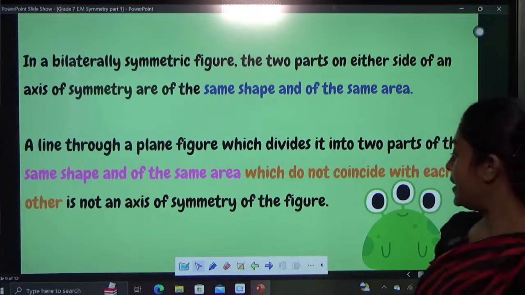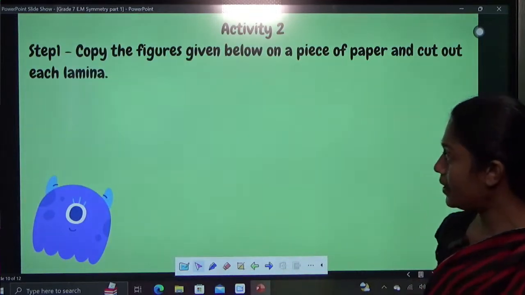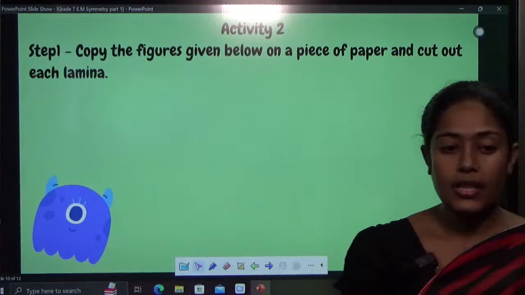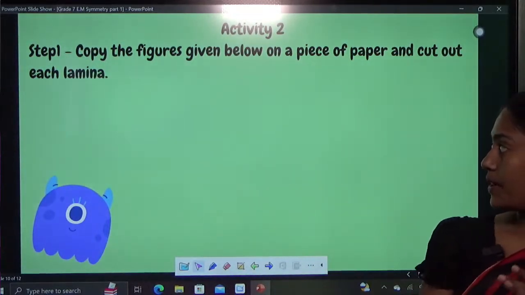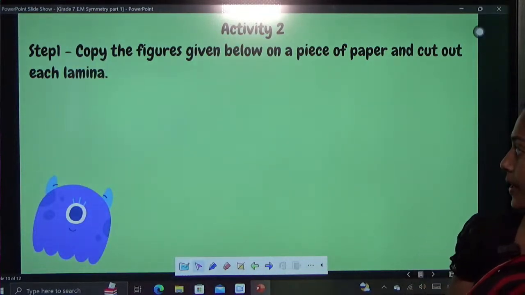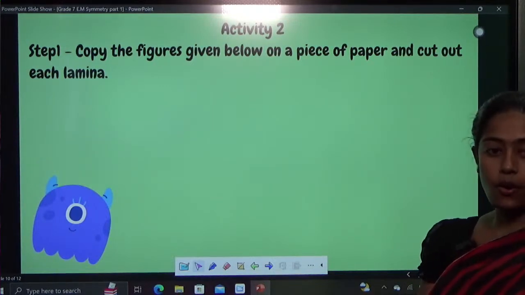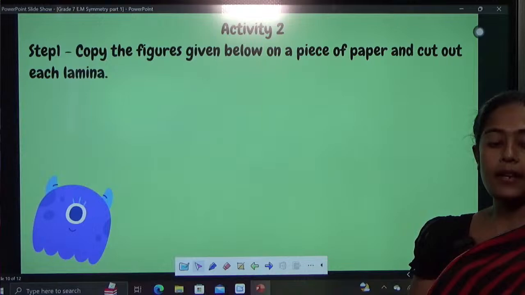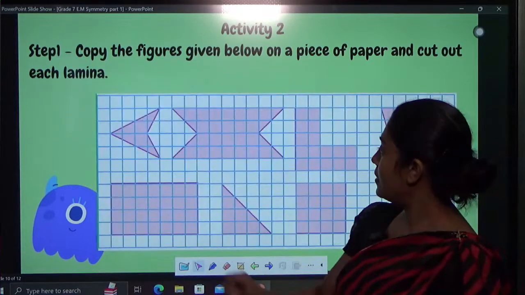Right, we'll see the next part. There is another activity, that one also in your textbook, right. So I will give this one as homework. Now you have one ready for that, no? That's right. Step 1, copy the figures given below on a piece of paper and cut out each lamina. So you have to cut out these figures.